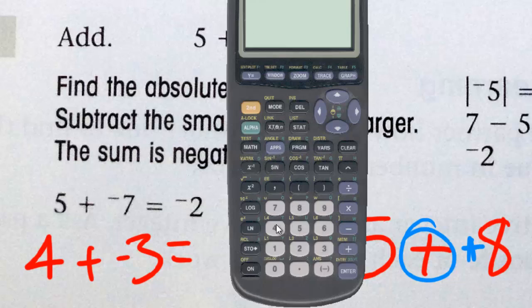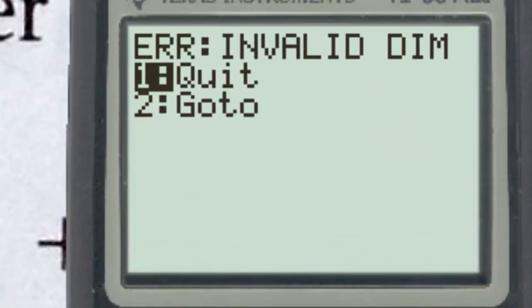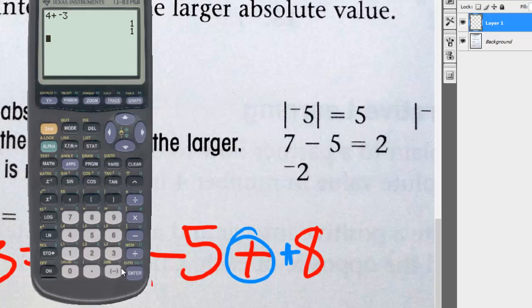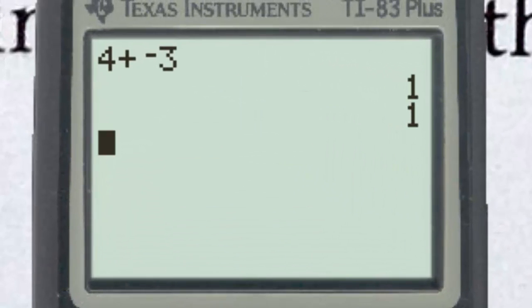So if we do 4 plus negative 3, the answer is going to be simply 1. And if we do negative 5, I can see that it's negative because there's nothing in front of it. Negative 5 plus 8, the answer is going to be 3.